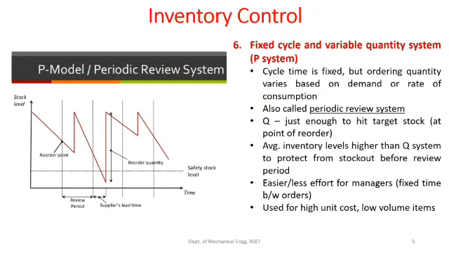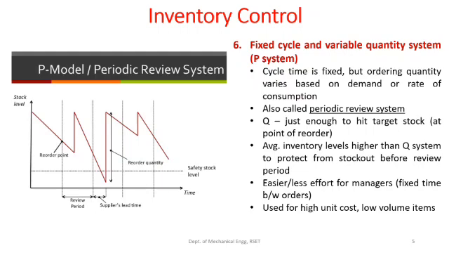Now the last inventory control system that we will be discussing is called as a P system. Now P stands for period. So in this particular system, there is a fixed time period between subsequent orders or consecutive orders. That's why it's called as a fixed cycle and variable quantity system. So here, when compared to the Q system, the order quantity varies, but the time between two adjacent orders or two consecutive orders, they remain constant.